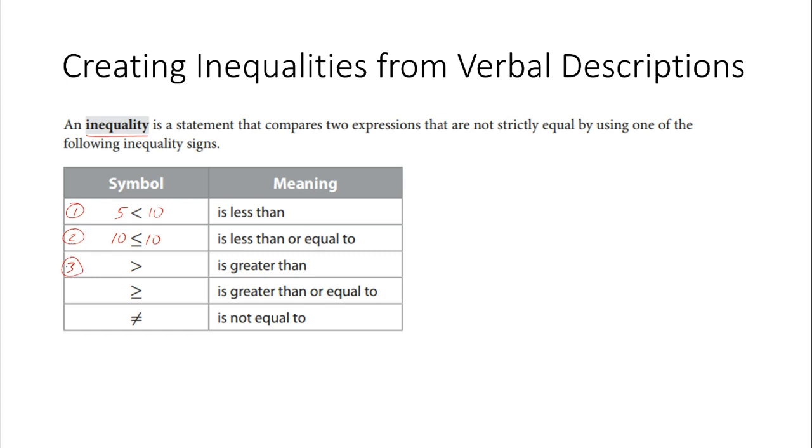Three, greater than. 10 is greater than 5. So that's another way we can say that. Four, the next one is greater than or equal to. So 11 is definitely greater than 10. What if it was 10? Would this statement be true? Greater than or equal? Well, it's "or," so yes, it's equal, right? So notice how that stays there. And the fifth one is not equal. 10 is not equal to 5.